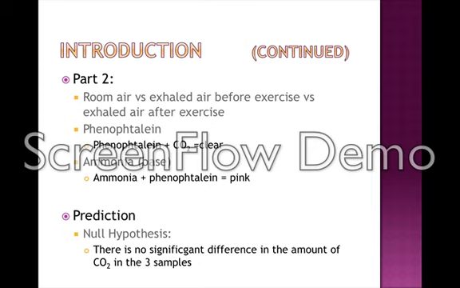The second part of the experiment compares the amount of CO2 in the room to the amount of carbon dioxide we exhale before and after exercise. Using phenolphthalein, this is possible because phenolphthalein, which was pink in the beginning of the experiment, turns clear when mixed with an acid, in this case carbon dioxide. A null hypothesis was formed that stated there is no significant difference in the amount of carbon dioxide in the three samples.